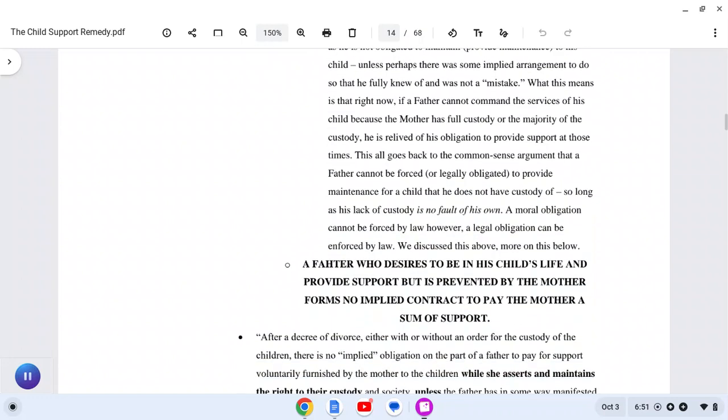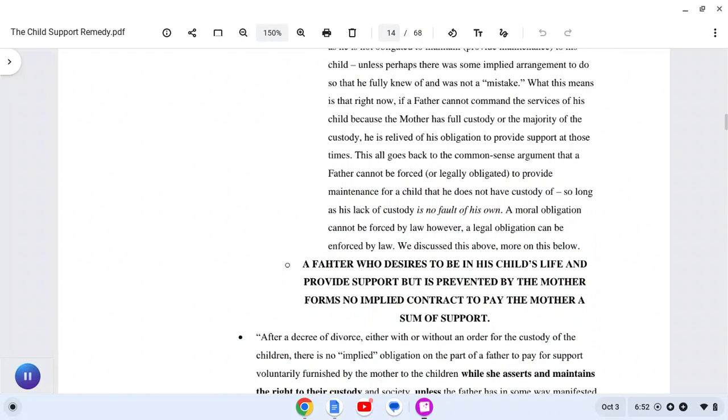This all goes back to the common sense argument that a father cannot be forced or legally obligated to provide maintenance for a child that he does not have custody of, so long as his lack of custody is no fault of his own.